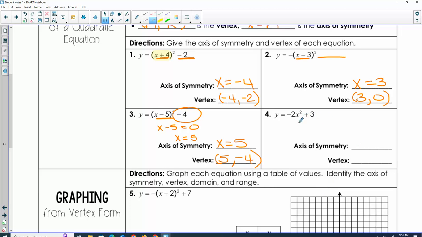Number 4, axis of symmetry. It's supposed to be what makes this inside 0. But it's just x. So this time, my axis of symmetry is x equals 0. There's nothing added or subtracted to it. So because the 2 is multiplied, it's not added or subtracted. That doesn't count. My vertex is 0, and the y is what gets added onto the end, which is positive 3.